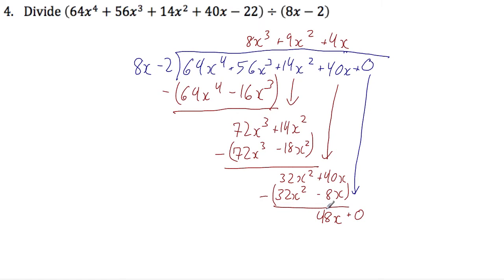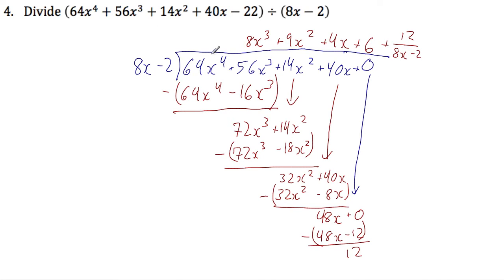And now we say, what's 48x divided by 8x? That's 6. So we get plus 6. And 6 times 8x is 48x. 6 times negative 2 is minus 12. We subtract these, and we get positive 12. This positive 12 is our remainder. So we have plus 12 over the divisor, which is 8x minus 2. And this is our answer.